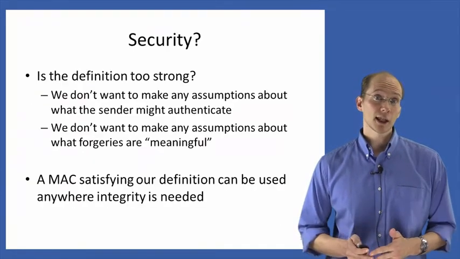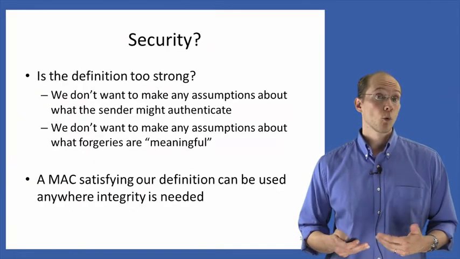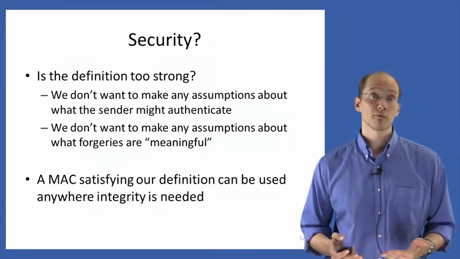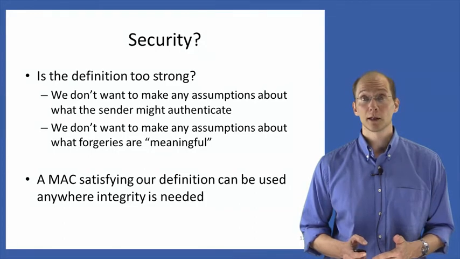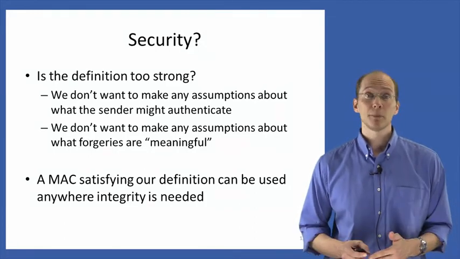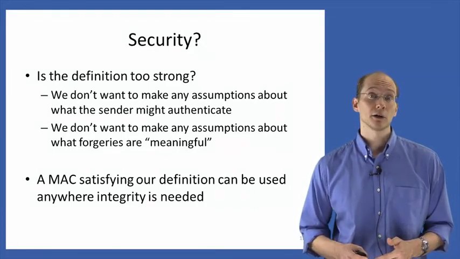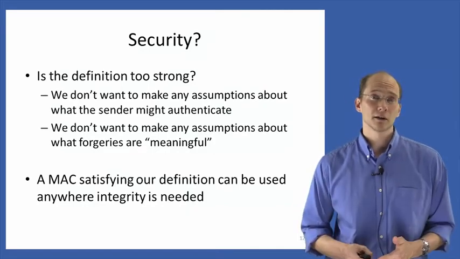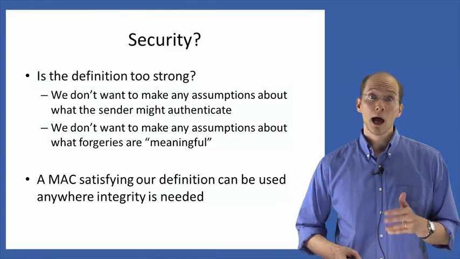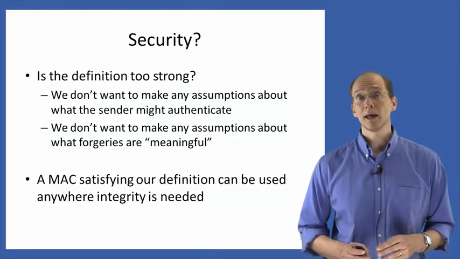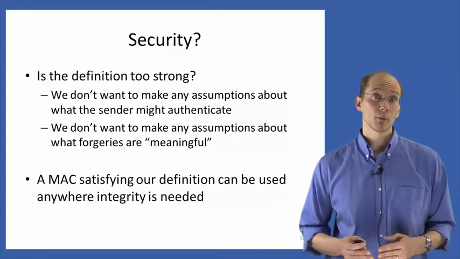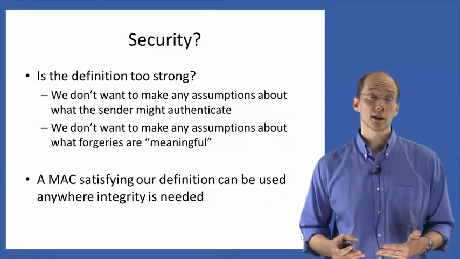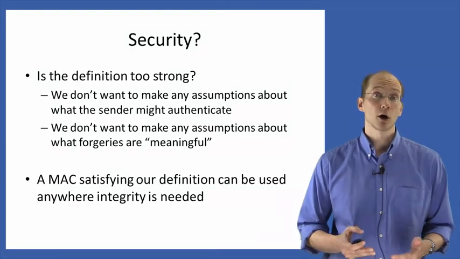You can ask whether this definition is too strong. When would it be possible, for example, for an attacker to arbitrarily choose what sort of messages the sender authenticates? And similarly, it might be the case that if the attacker can output a valid tag on some arbitrary message, it doesn't really buy anything, it doesn't really get anything for the attacker. However, the important point is that we don't want to make any assumptions about what the sender might authenticate, and we also don't want to make any assumptions about what forgeries are meaningful and which ones aren't meaningful.